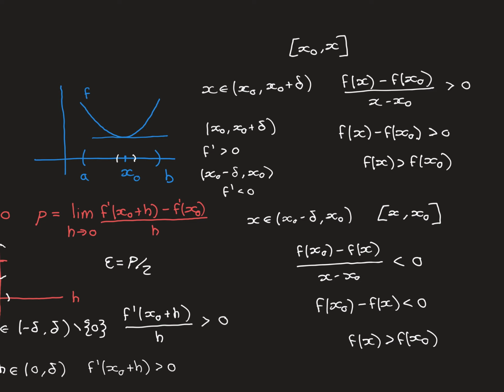So I've now proven that if you take any point x in the right part of the interval, the value that it's mapped onto is greater than f of x0, and I've also proven that if you take any x in the left part of the interval, the value it's mapped onto is also greater than f of x0. Hence, the function has a minimum over that delta interval from x0 minus delta to x0 plus delta at x0. Hence, we found the interval over which the value of the function at x0 is a local minimum.